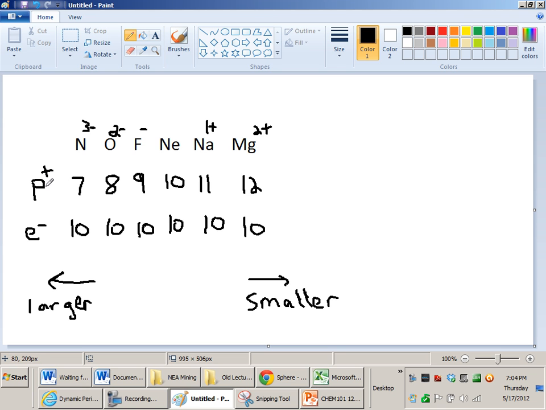Going from this N3 minus all the way to this magnesium 2 plus, that's an extra 5 protons. So one of these electrons in these identical groups of just 10 electrons sees a much higher positive charge in the nucleus of magnesium 2 plus than it does in the nucleus of nitrogen 3 minus. So for that reason, those electrons are going to be closer to the magnesium 2 plus, much more positively charged nucleus, and that's going to make for a smaller atomic radius.